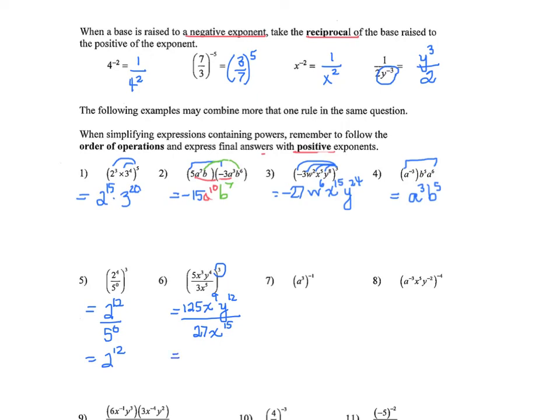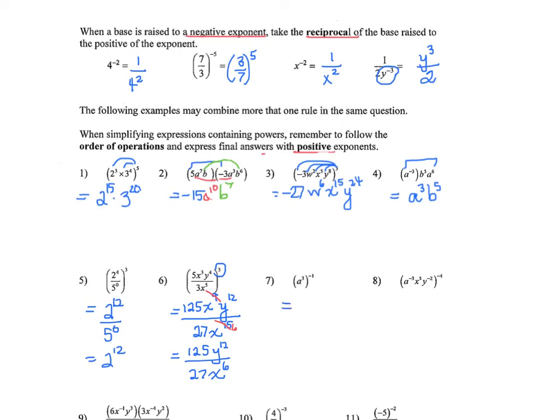Now we'll simplify our x terms. X to the exponent 9 divided by x to the exponent 15 is x to the exponent negative 6. But if I write that power in the denominator, I can write it as x to the exponent positive 6. So essentially what we did there was subtract 9 from 15 and change that to a 6.